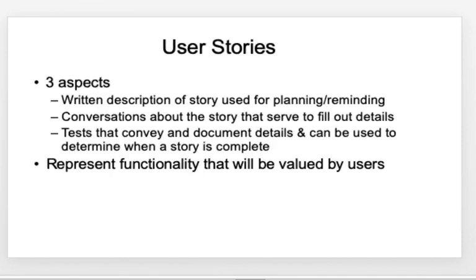There are three key aspects in a user story. It is a written description of the story used for planning. The conversations about the story will serve to fill out details. And the tests convey and document details, and they can be used to find out if a story is complete or not. User stories definitely represent functionality that will be valued by the users.